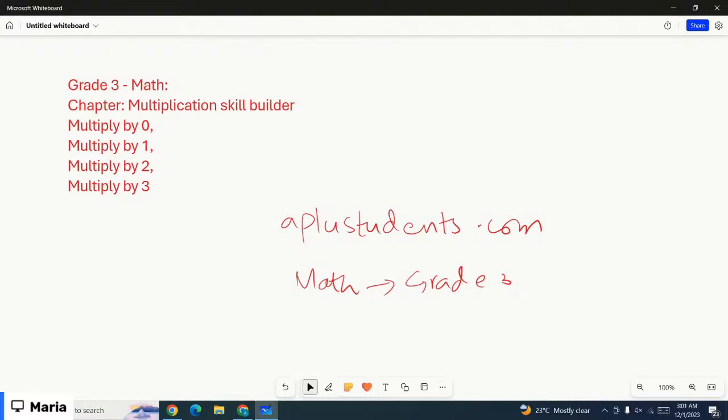We're going to start with the chapter multiplication skill builders, and the lessons we're going to cover from the chapter are multiply by 0, multiply by 1, multiply by 2, and multiply by 3. So let's just start with the chapter multiplication skill builders.